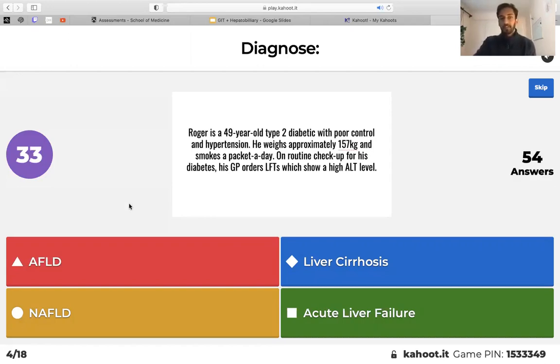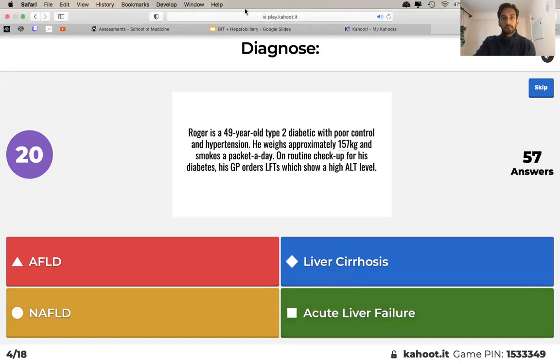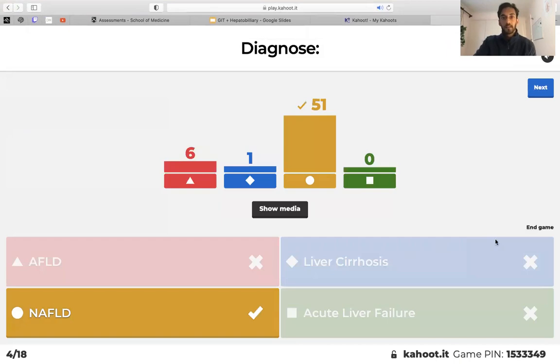So for this question, think about not only what is present, but what's omitted. Awesome, good work.